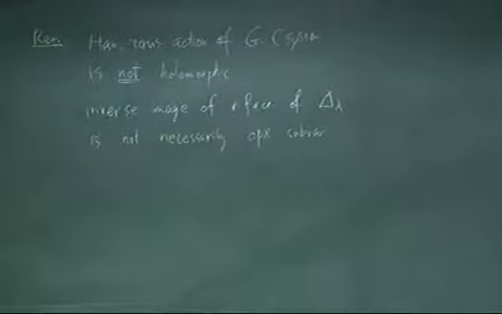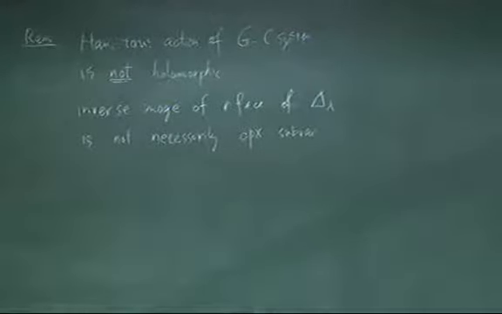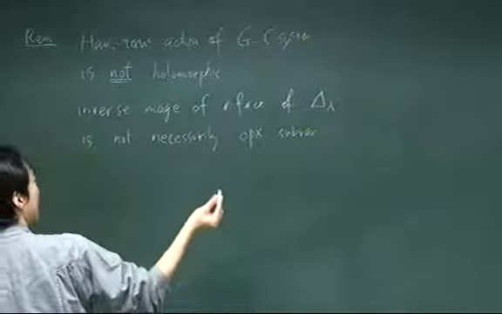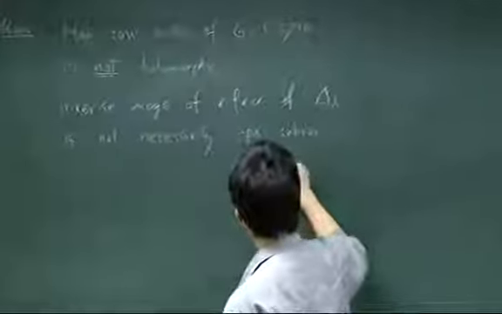For example, in this picture, the image of these lines are complex subvarieties, but the image of, for example, this face is not a complex subvariety. The torus action does not preserve the complex structure of this space. And moreover, it is not necessarily a complex subvariety nor a cycle. So in this case, the inverse image of this triangle is not a cycle.